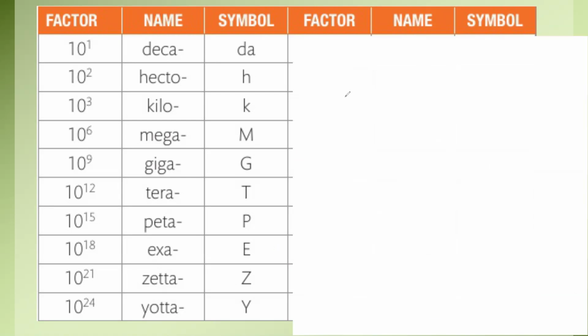For example, if I say 30 kilometer, 30 is the numerical magnitude and meter is the unit. But what is this kilo? It represents the scientific notation, the exponent of 10. So how many meters are there? Kilo stands for 10 power 3. So it's equivalent to 30 into 10 power 3 meters, or 30,000 meters.